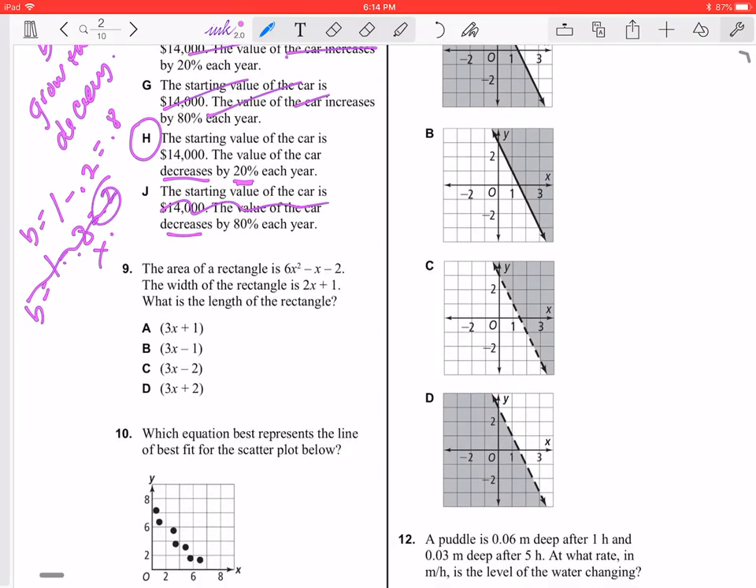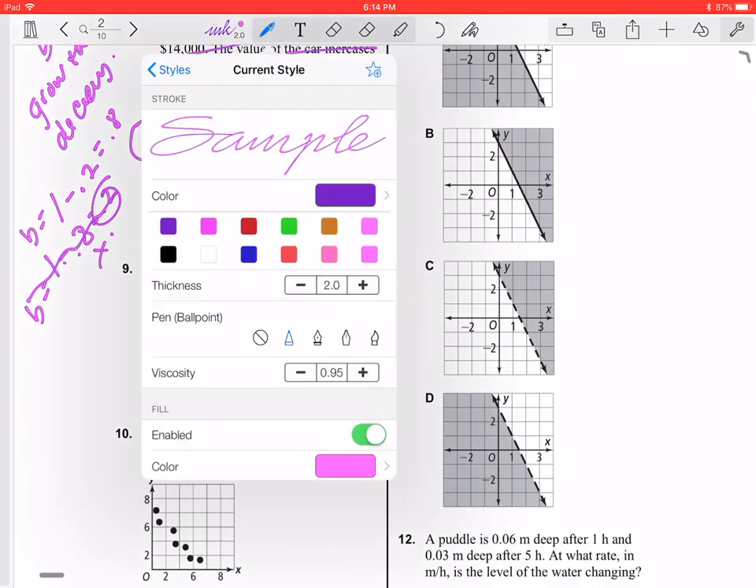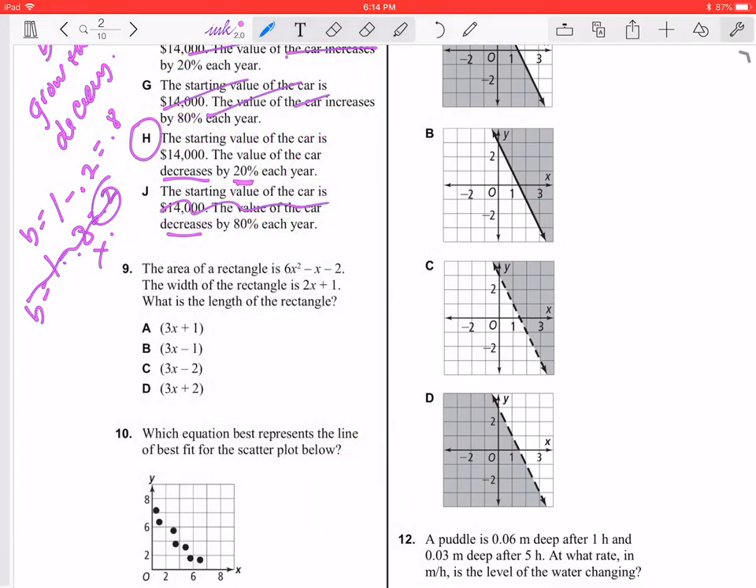All right, let's talk about number 9. Number 9 says that the area of the rectangle is 6x squared minus x minus 2, and the width of the rectangle is 2x plus 1, and what is the length of the rectangle? And then it gives us a bunch of binomials. Now, if we remember, area is equal to length times width. So that means I'm going to take two factors of this trinomial that's up here.